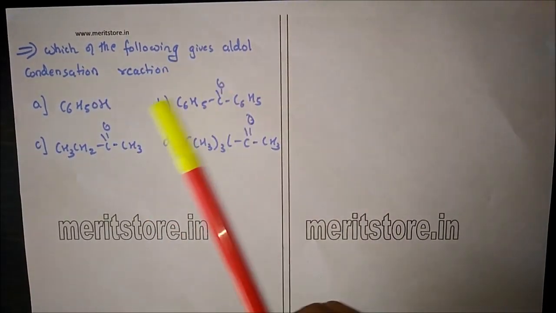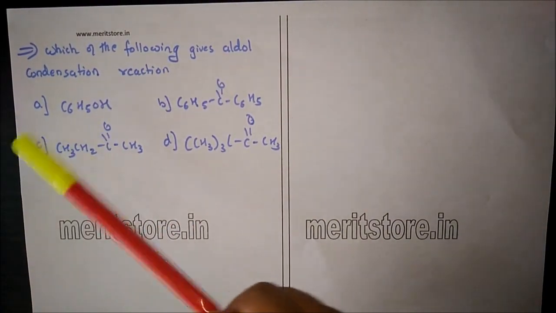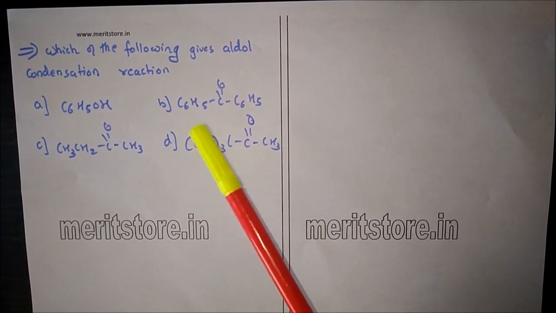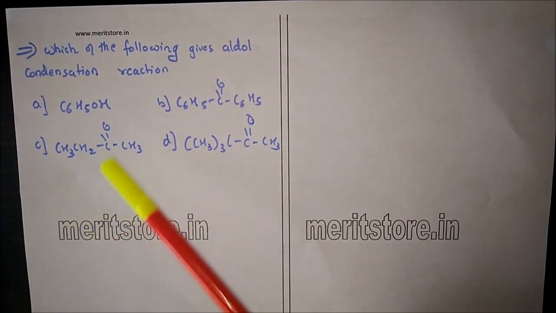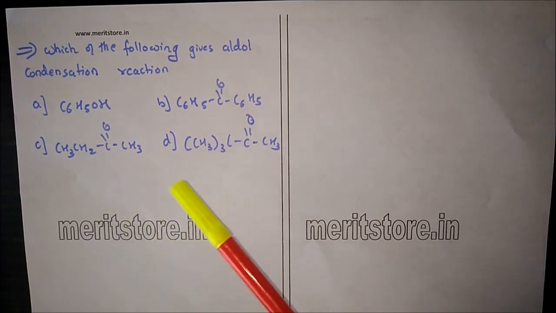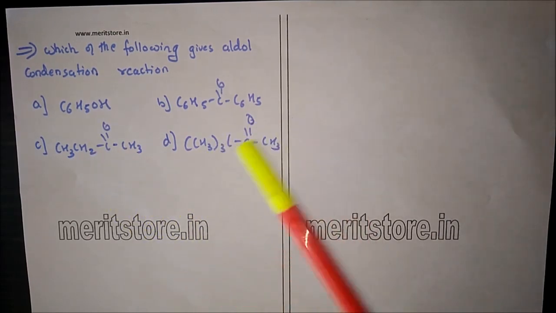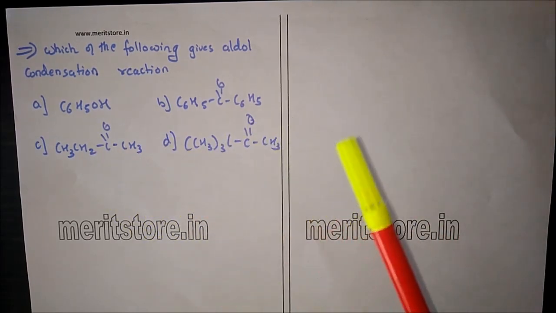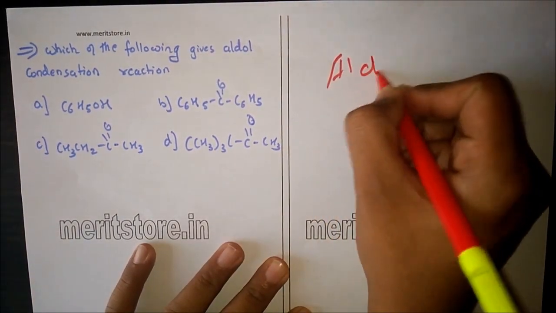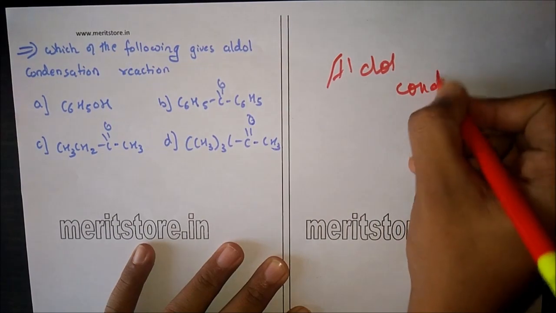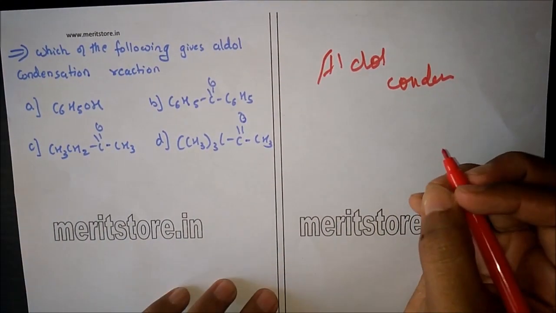Which of the following gives aldol condensation reaction? A. C6H5OH, B. C6H5COC6H5, C. CH3CH2COCH3, or D. (CH3)3C-CO-CH3. Now, aldol condensation happens when there is an alpha hydrogen attached to a carbon atom.